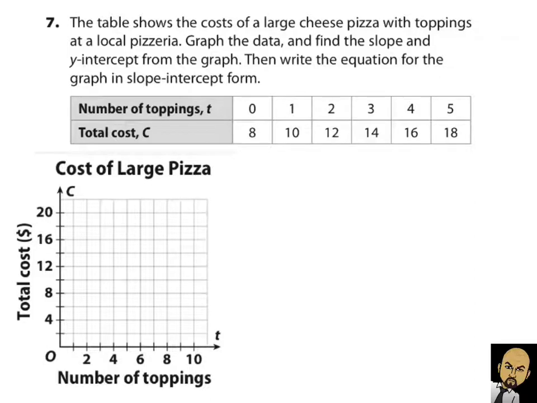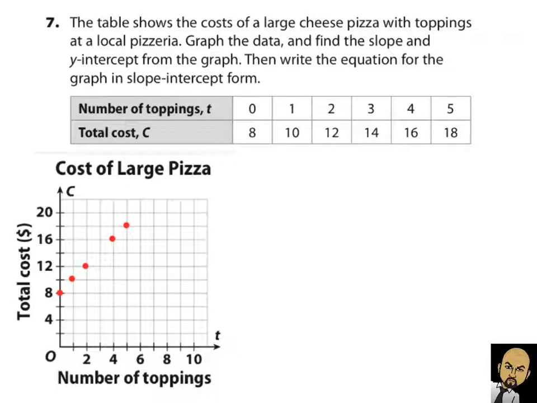Number 7, they want you to plot the points. Remember that the first value, in this case the number of toppings, is on your x-axis, and the total cost is on your y-axis. So with 0 toppings, it's going to cost $8, and so that's going to be at the point right there. 1 topping is going to cost $10. There's the point right there. And you continue with 2 toppings for $12, 3 toppings for $14, 4 toppings for $16, and 5 toppings for $18.